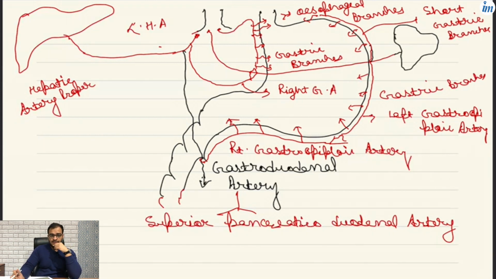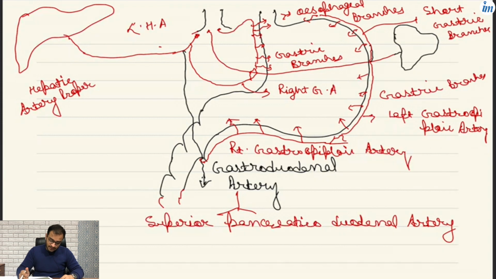Another branch of the celiac trunk is the splenic artery, which goes till the hilum of the spleen and supplies the spleen. But this splenic artery gives two branches: short gastric artery and left gastroepiploic artery. The short gastric artery supplies the fundus, and the left gastroepiploic artery supplies the upper part of the greater curvature of the stomach.